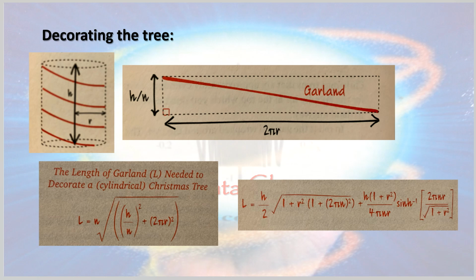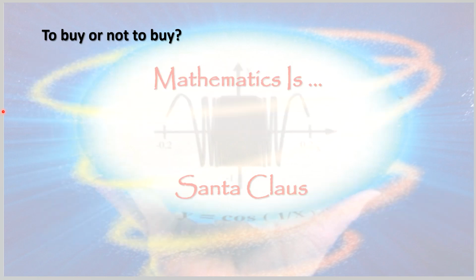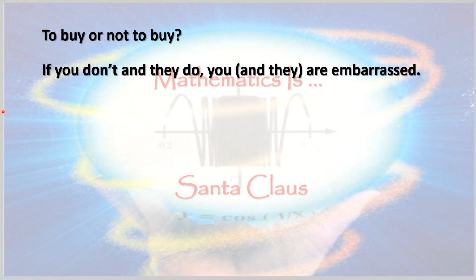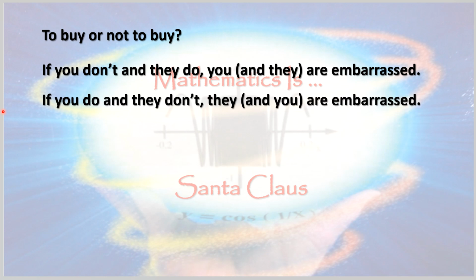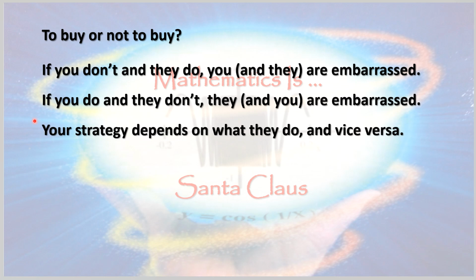Another problem tackled in the book concerns buying or not buying a present for a new friend. If they're going to buy you one, of course you want to reciprocate. But if they're not going to buy you one, you don't want to spend the time or money to get one for them, possibly overstepping the bounds of the relationship. What you should do depends on what they do, and vice versa. Does this sound familiar? It is essentially the same as the prisoner's dilemma.